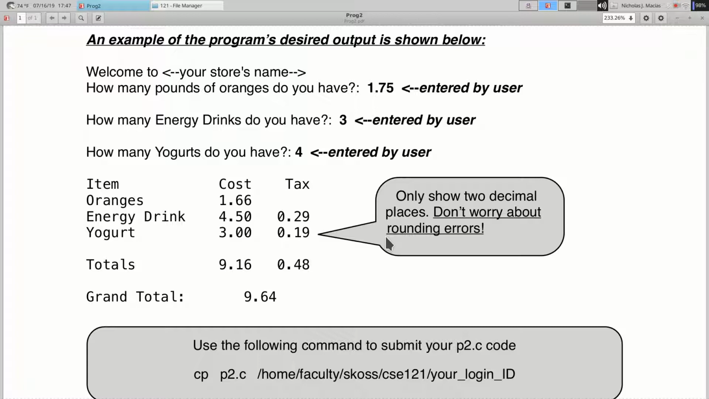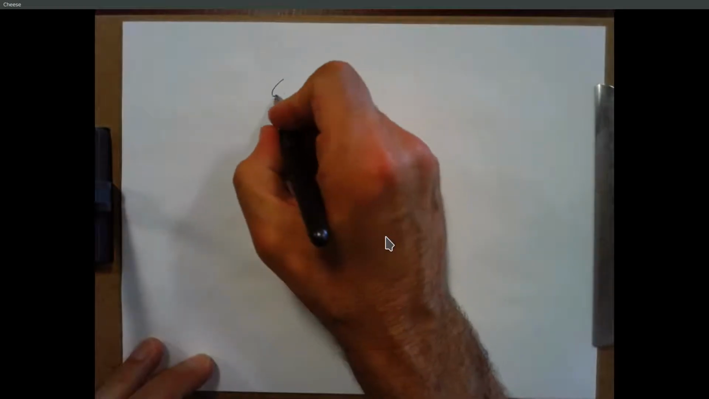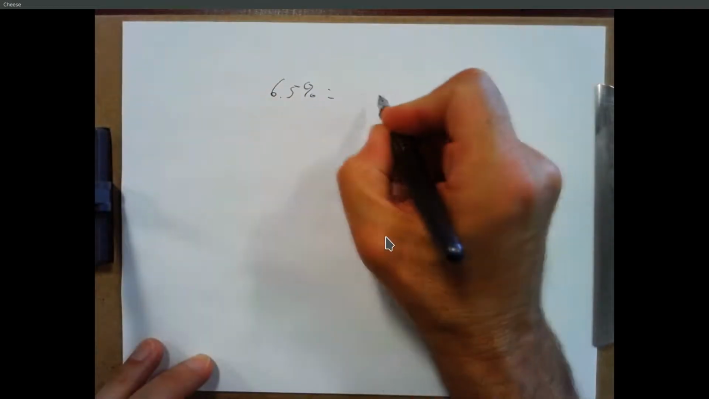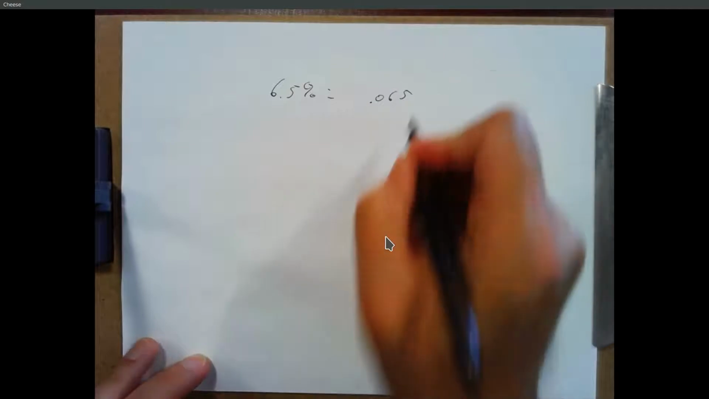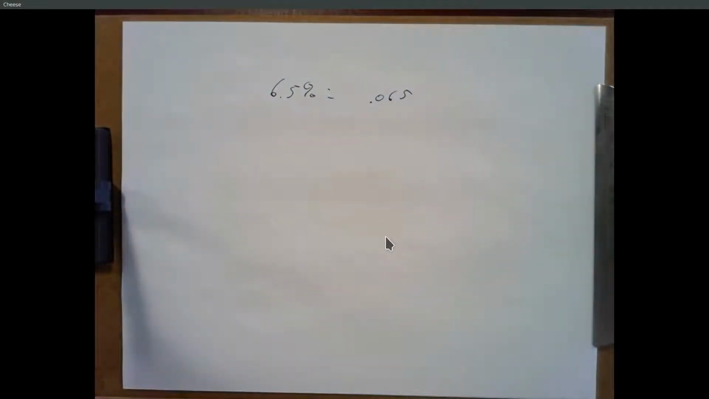Multiply by 1.065. Yeah, multiply it by 0.065, right? And so percentages are out of 100. So 6.5% means multiply by 0.065, or 6.5 hundredths.